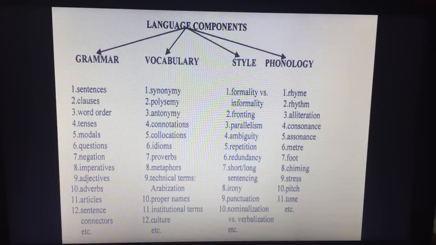And then you've got institutional terms which are used in the UN, well known, the WHO, منظمة الصحة العالمية, and so on. There is culture as well on top.